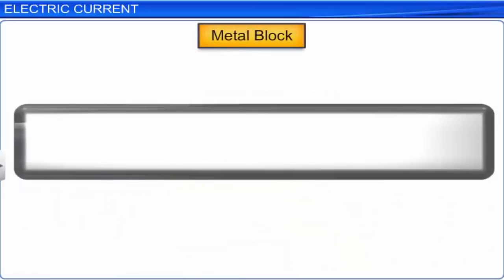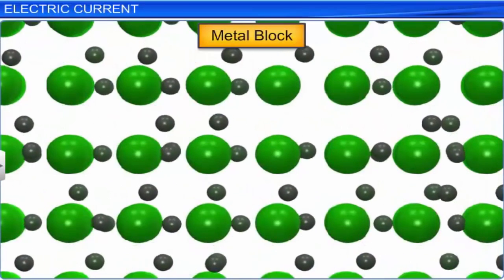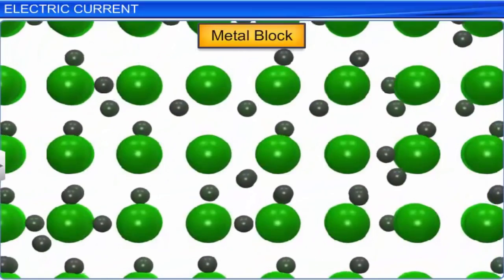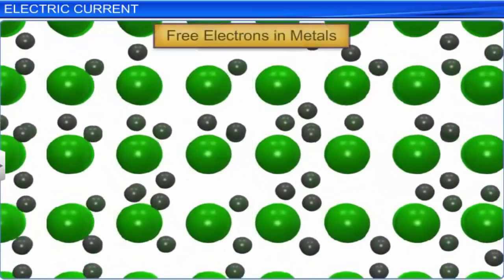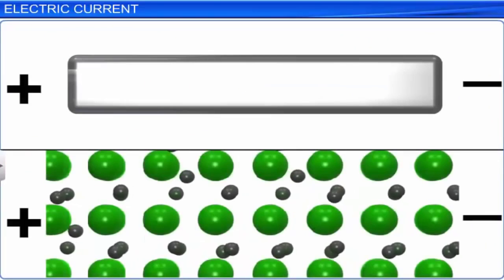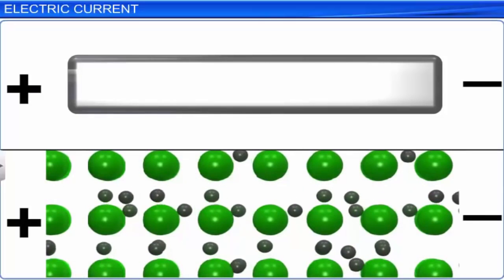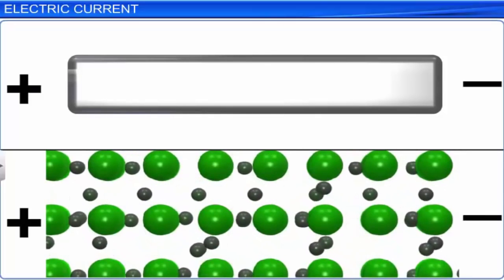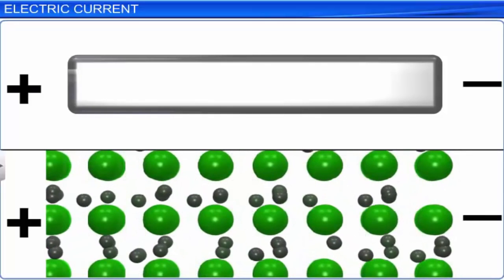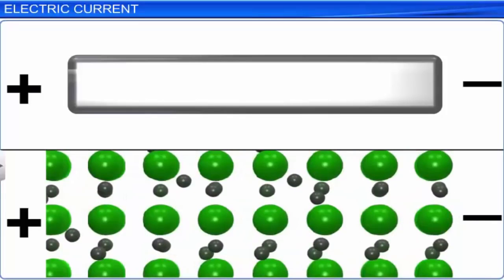In metals, some electrons are practically free to move within the bulk material. These electrons are called free electrons. When an electric field is applied across metallic objects, an electric current develops in them due to the unidirectional flow of these free electrons. Therefore, metals are called conductors.